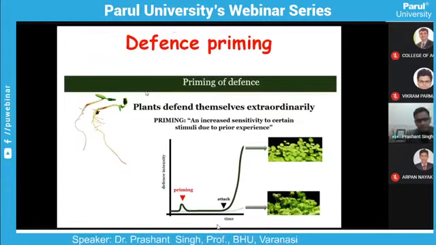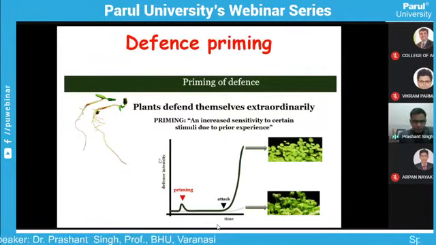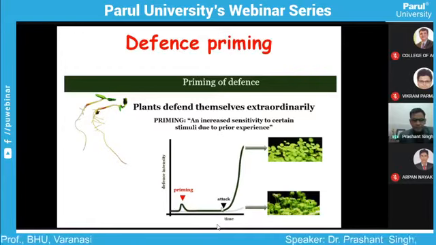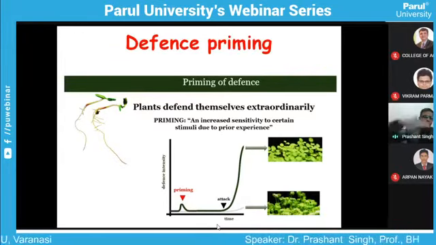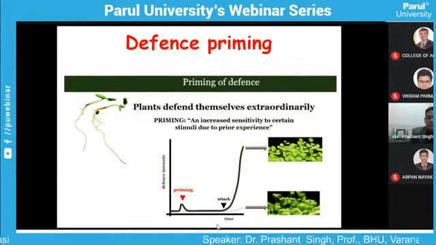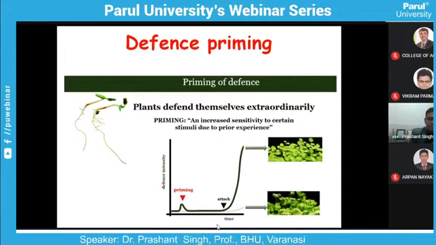And yes, you can clearly see that. So this is your defense intensity. You can bring the priming stimulus here, and then after that, if it is attacked by the pathogen, you can see how the defense intensity has increased because of the prior experience of any mild stimuli.